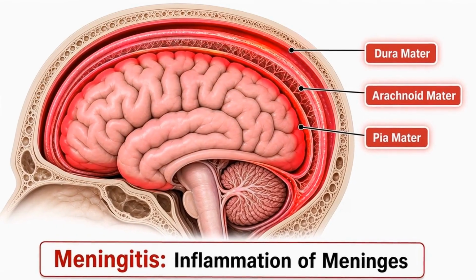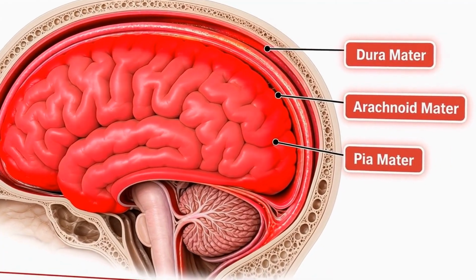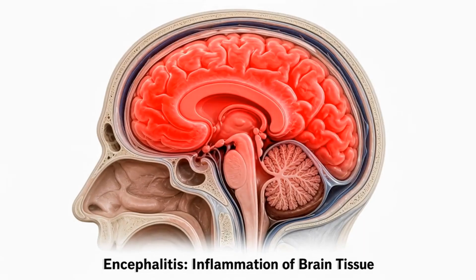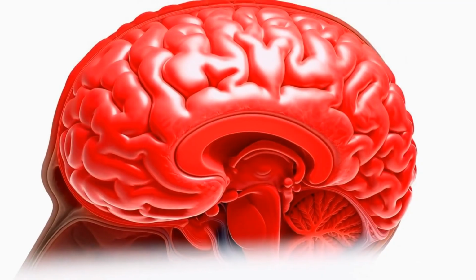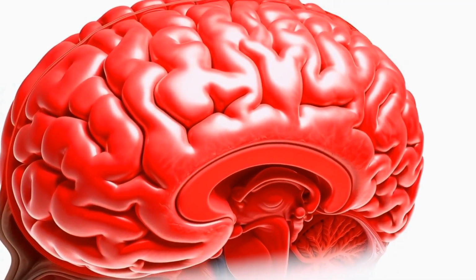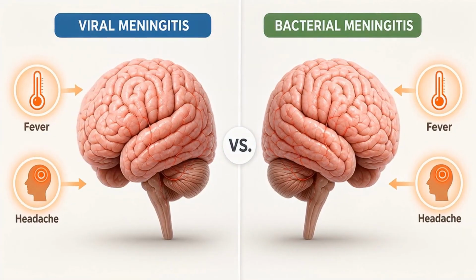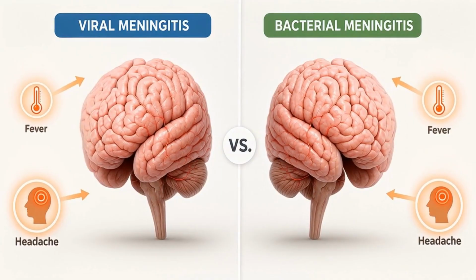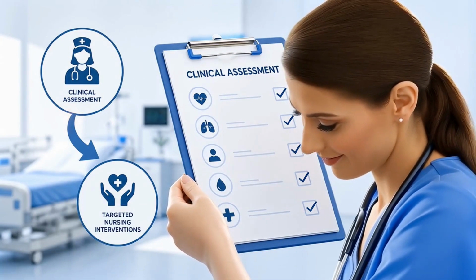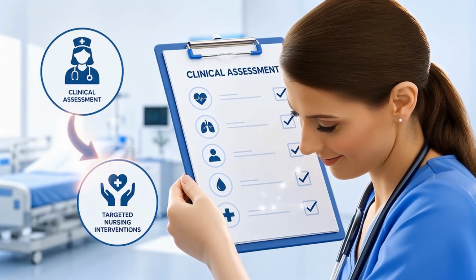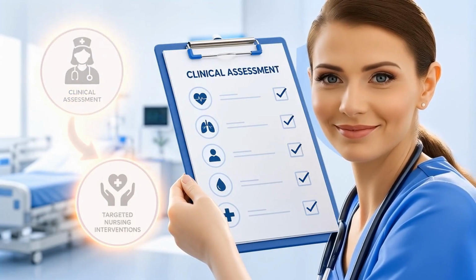Meningitis is defined as the inflammation of the meninges, which are the protective membranes surrounding the brain and spinal cord. In contrast, encephalitis involves the inflammation of the actual brain parenchyma, or the brain tissue itself. Both conditions often present with shared symptoms like fever and headache, which can make them tricky to distinguish. However, understanding the specific clinical manifestations is crucial for providing timely and life-saving nursing interventions.